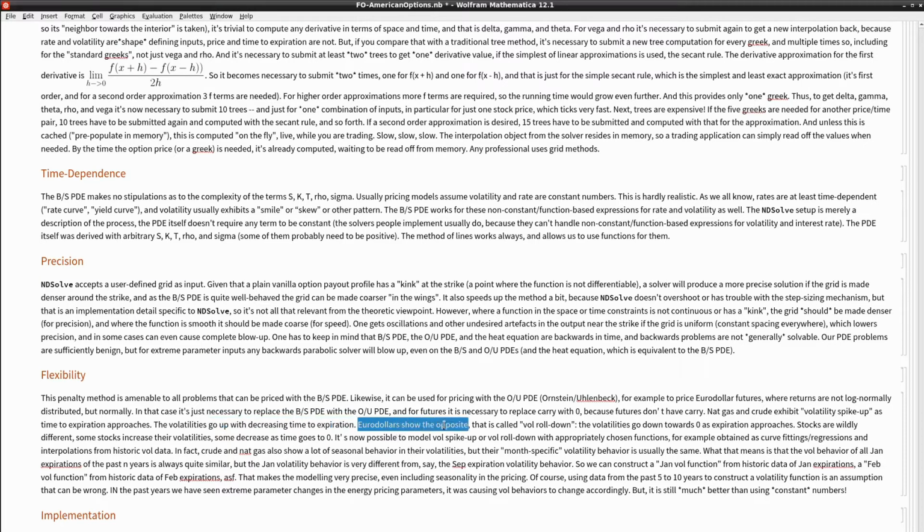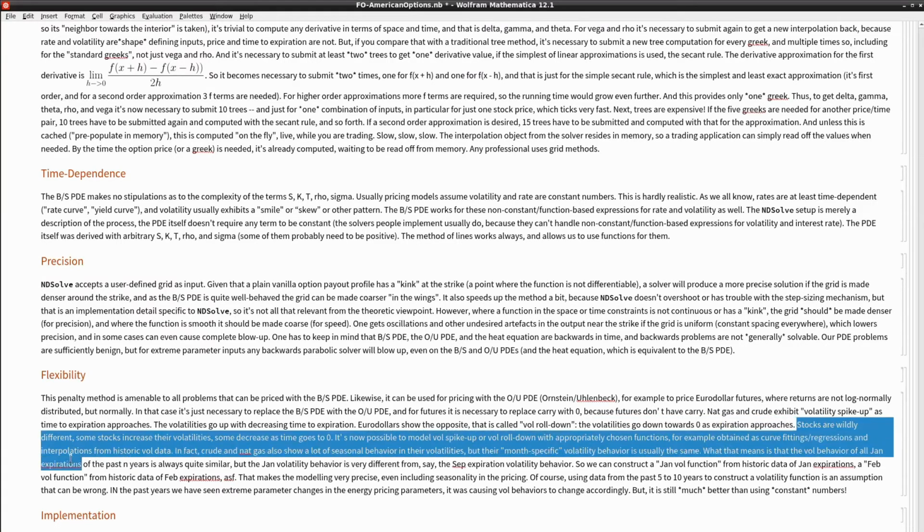The Eurodollars usually show the opposite. This is called volatility roll down. So the volatilities go down towards zero as expiration approaches. Right? Again, natural gas volatilities spike up towards expiration. Eurodollar volatility rolls down as we are approaching expiration.